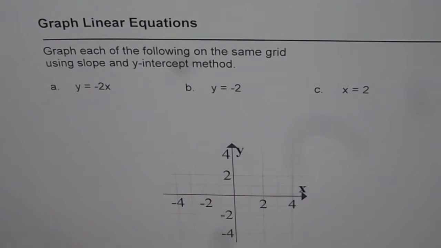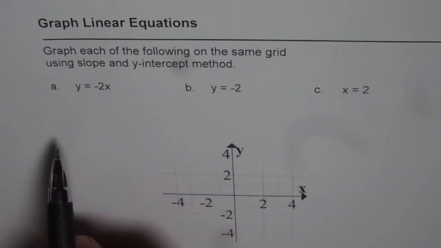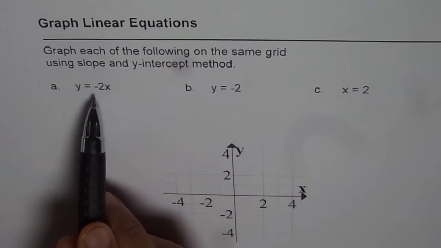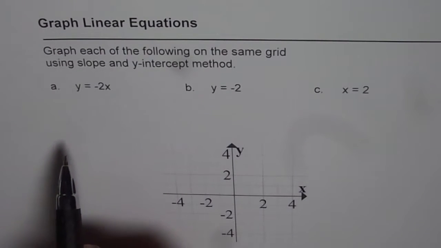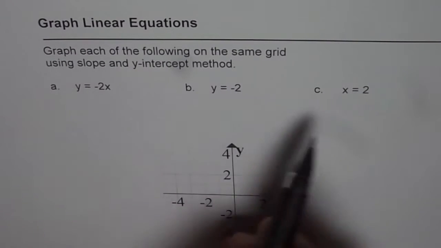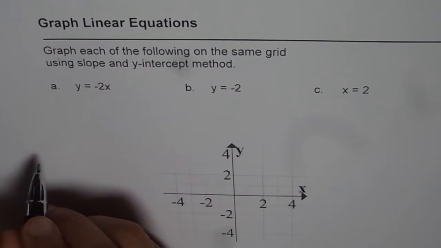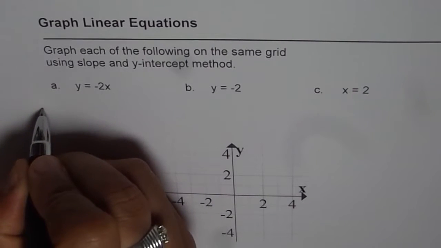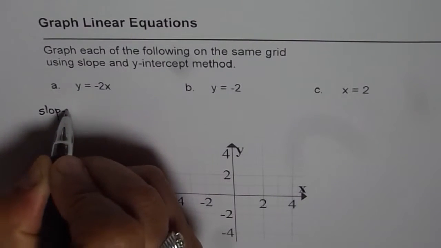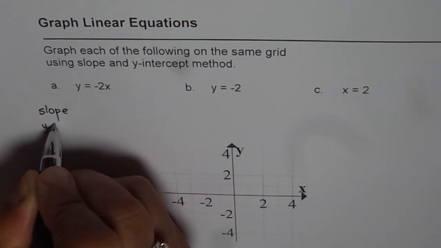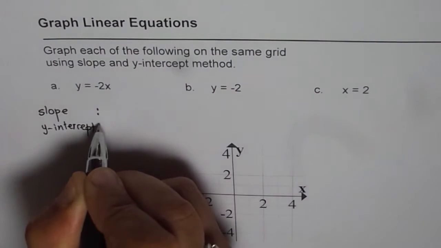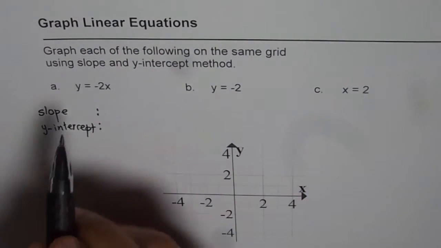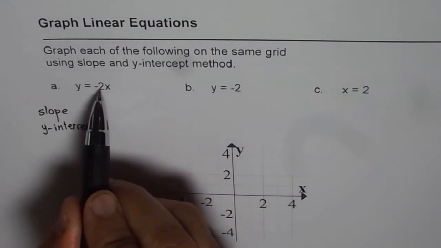Here is my solution. y equals minus 2x. So this is a straight line which has a slope of minus 2, and what is the y-intercept? Okay, let's write down the slope and y-intercept for each one of these first, and then we will sketch them. So we need two things: the slope and the y-intercept. So let's write down the slope and y-intercept for all three lines.